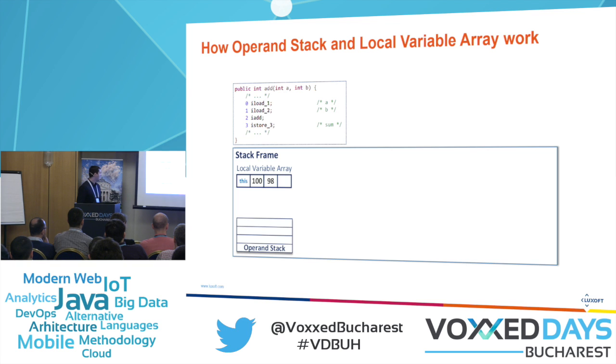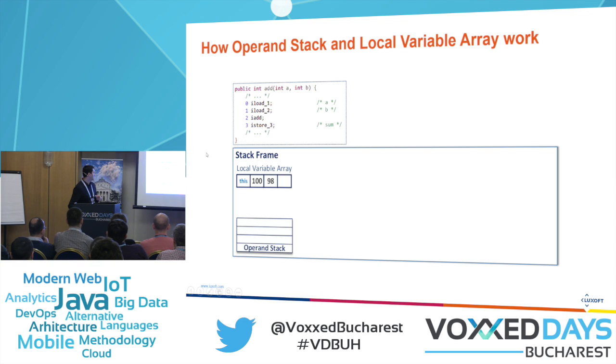Now, a bit of context before explaining how this works. Every time a new method is invoked, a stack frame is pushed to the current thread stack. So every time we call a new method, a new stack frame is added into the current running thread stack. What is the local variable array? The local variable array contains all the fields locally declared.